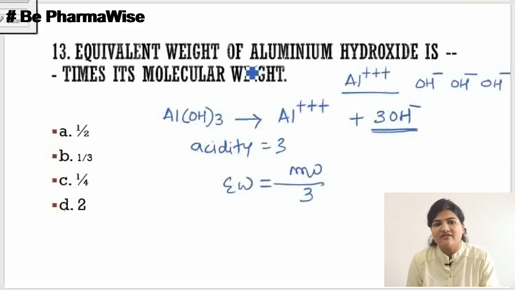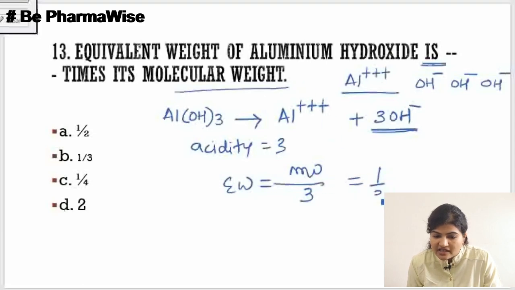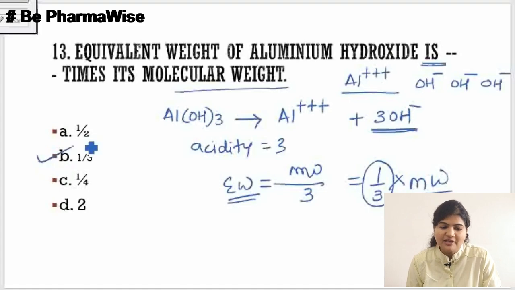So this is what they have asked. Equivalent weight of aluminum hydroxide is how many times its molecular weight? So it is 1/3 into molecular weight. So equivalent weight is equal to 1/3 its molecular weight. So the option will be B. So that is what is very important.